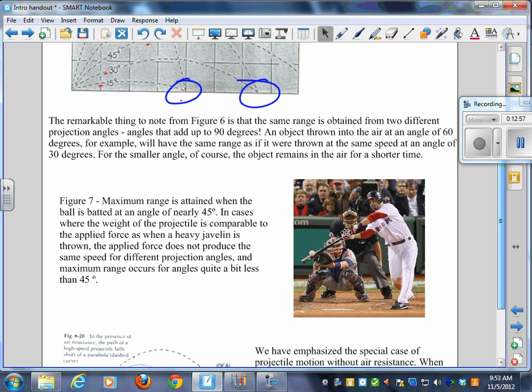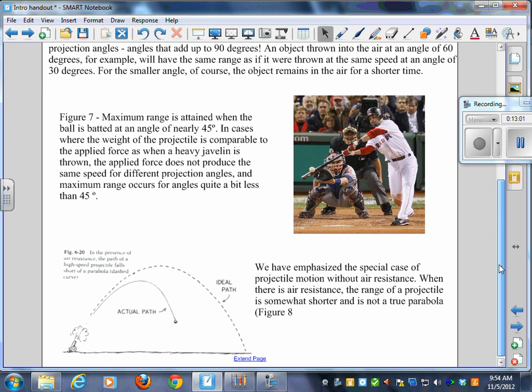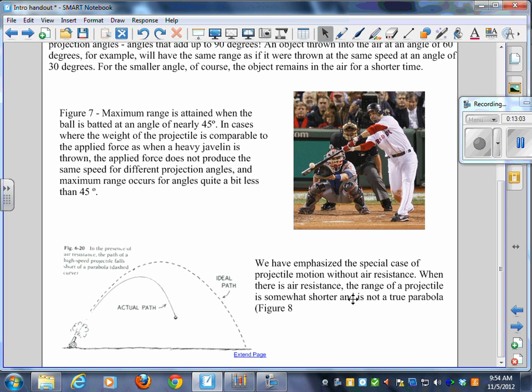We've emphasized the special case of projectile motion without air resistance. When there is air resistance, the range of the projectile is somewhat shorter and is not a true parabola. This is what I was talking about with the ball in the garbage can. Because of air resistance, it does that. And in fact, I think you can clearly see here, this distance is less than this one, isn't it, right? And that was a question that we had.